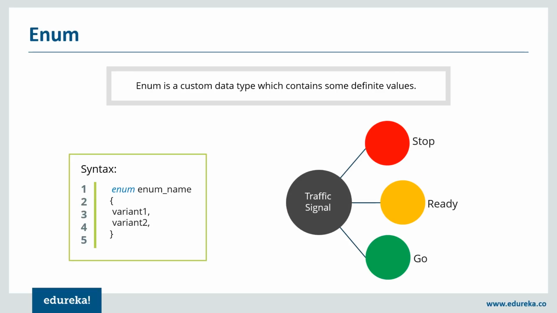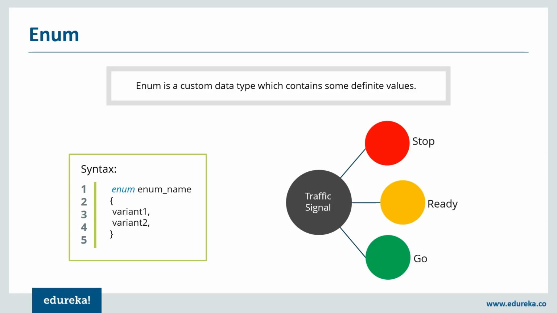So the next topic is enumerators. An enum is basically a custom data type which contains some definite or constant values. It is defined with an enum keyword followed by the name of the enumeration. Now let's just look at a small example.